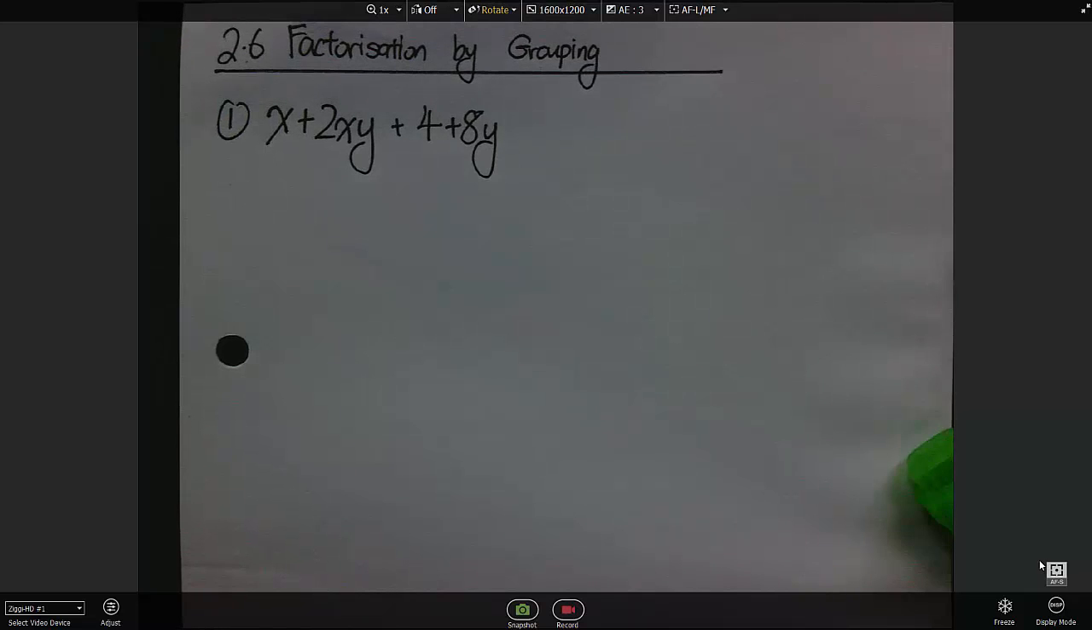Okay, today I'm going to do factorization by grouping, and I'm going to present to you 4 examples, and you can get the idea of how factorization by grouping is actually done. So without much further ado, let's get on with question 1.